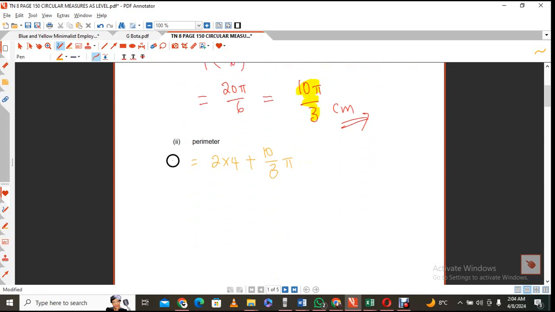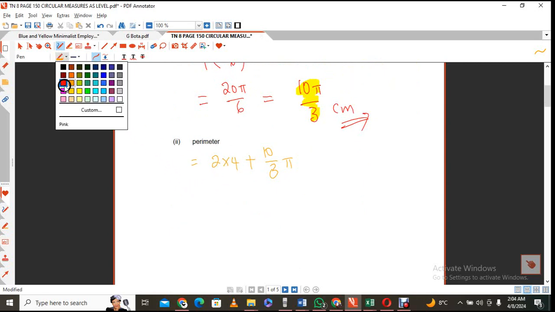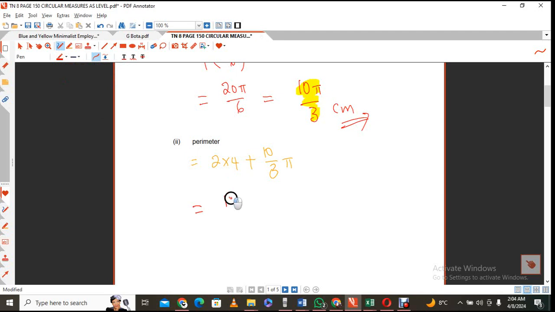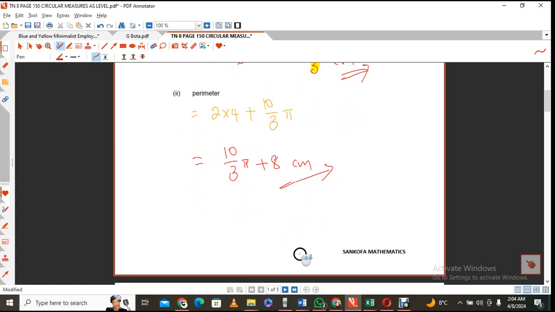You can just write it as 10 over 3 pi plus 8. Well, everything here is centimeters. That's the perimeter, the outside.